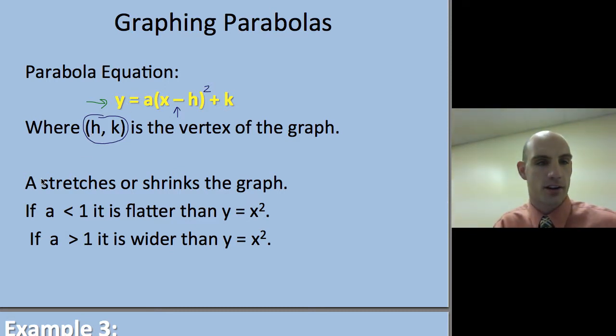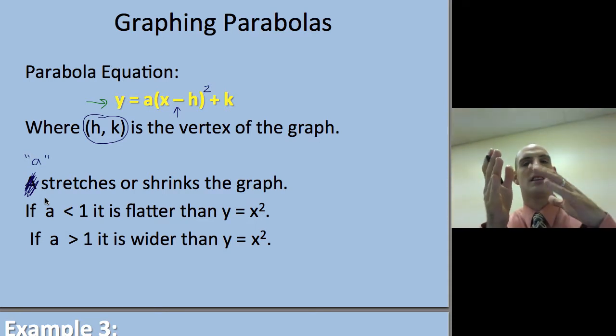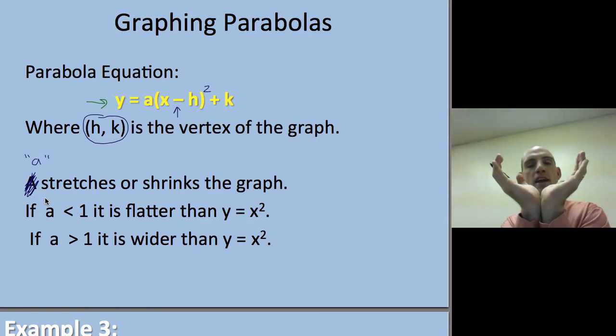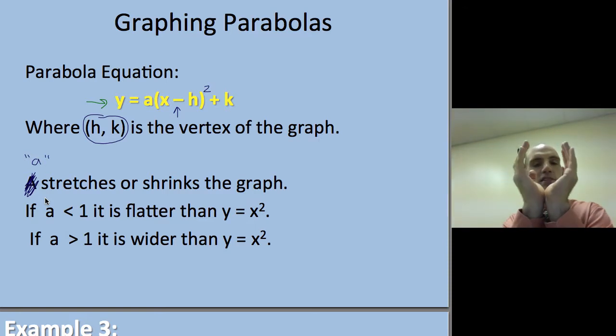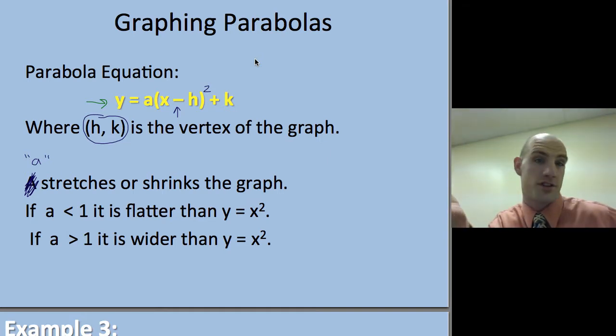This A out front, this should actually be a little a. And I'm going to put it in quotes so that you know that it's actually the little a that we're talking about. It stretches or shrinks the graph. If it's greater than 1, that means it's going to be narrower, and if it's less than 1, it's going to be wider. It's kind of one of those things we just need to look at an example in order to do this. So let's look at an example.